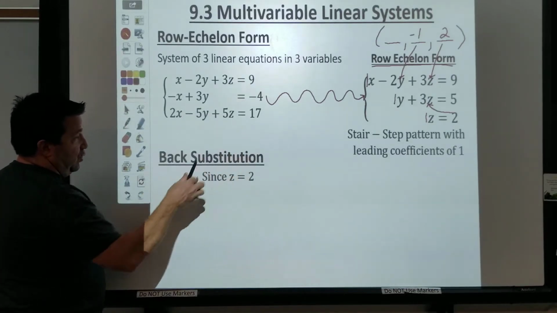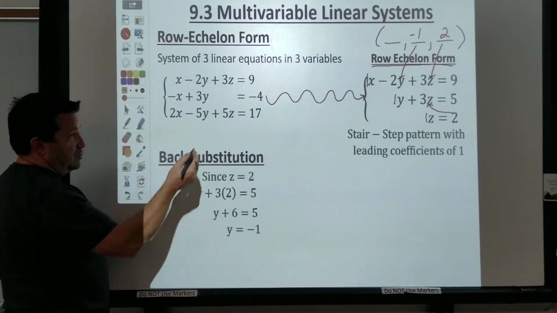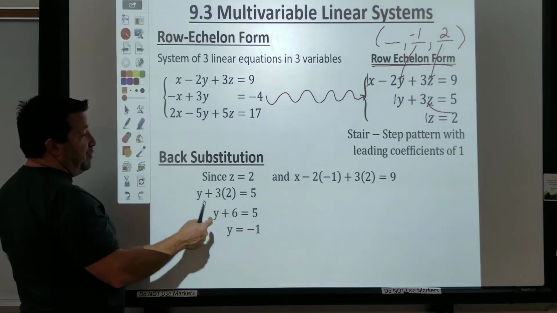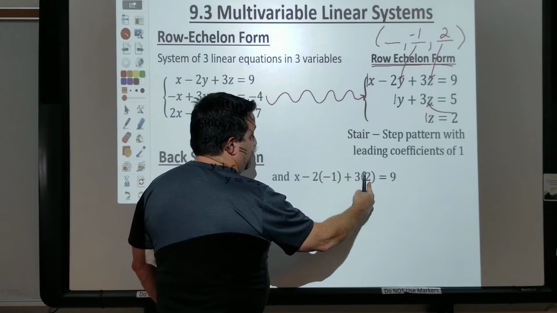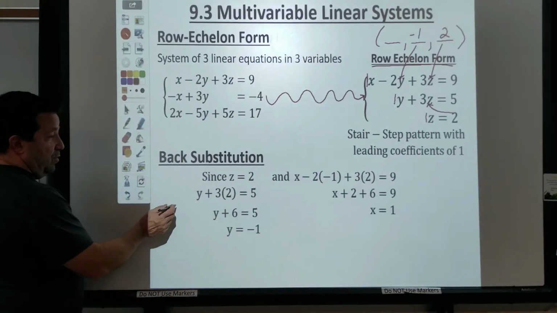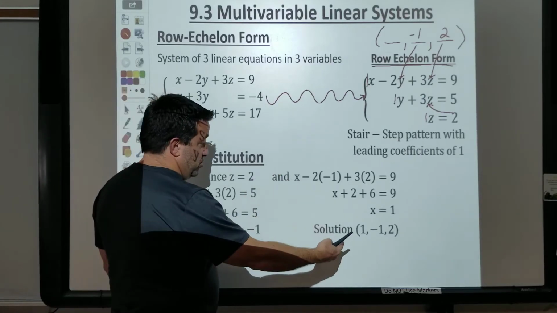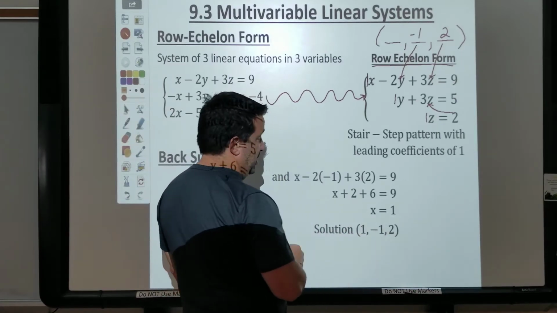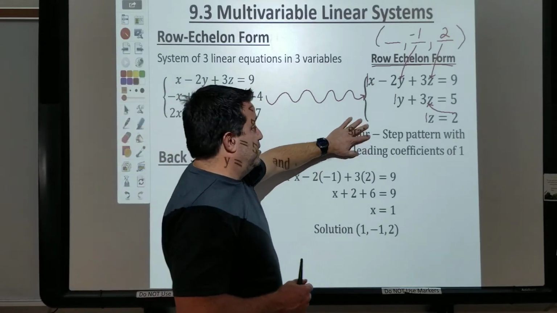So since z is 2, which is what I just did, I can substitute that in and find y is -1, which is what I was just demonstrating. And then you can go back and put -1, the y value, and 2, the z value, in the first equation, and find x. And that will give you what x is. And then you can write your solution, which is an ordered triple where x is 1, y is -1, and z is 2.